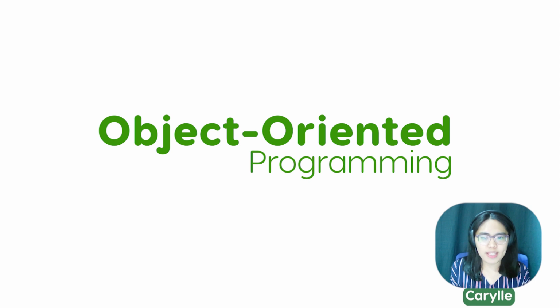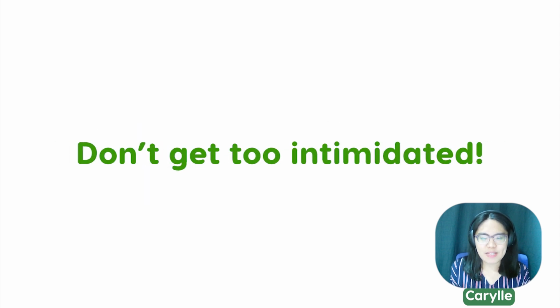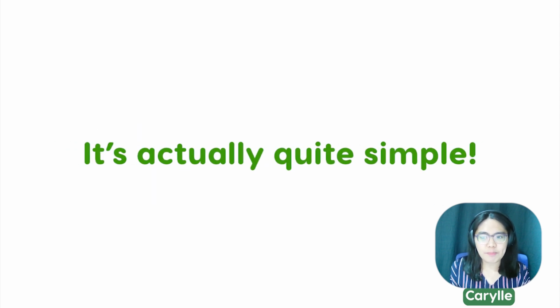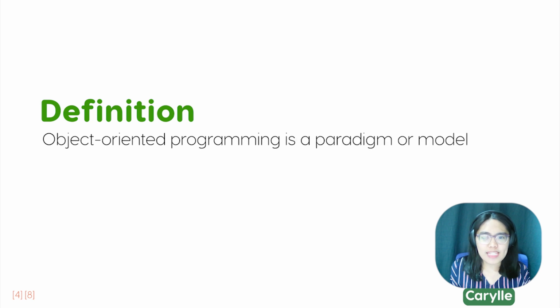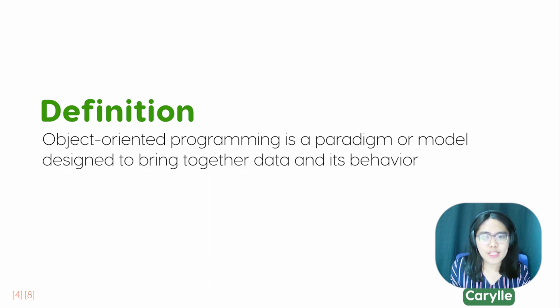Today, let's talk about object-oriented programming. Now that term sounds like a mouthful and seems complicated, am I right? Well, don't get too intimidated. It's actually quite simple. Object-oriented programming is a paradigm or model designed to bring together data and its behavior into a single unit referred to as an object.